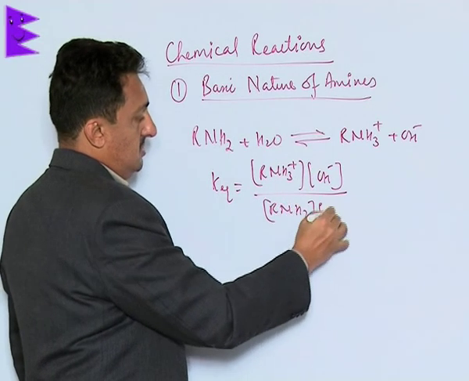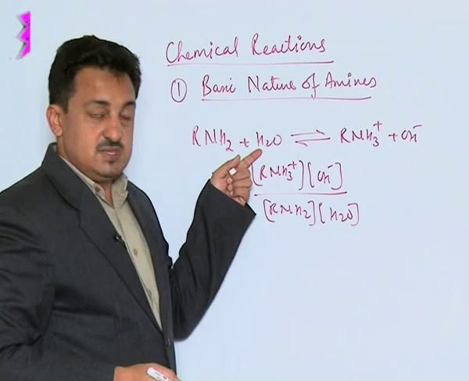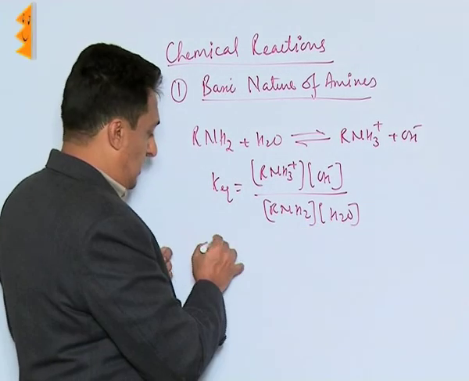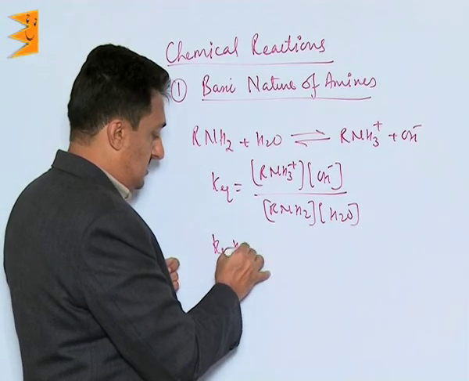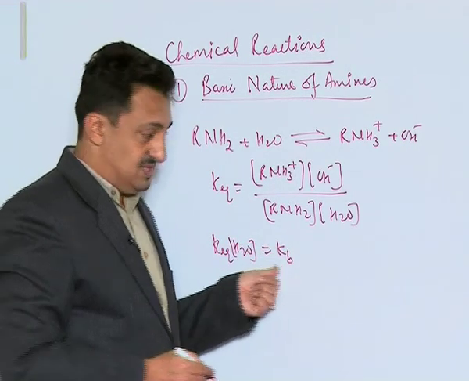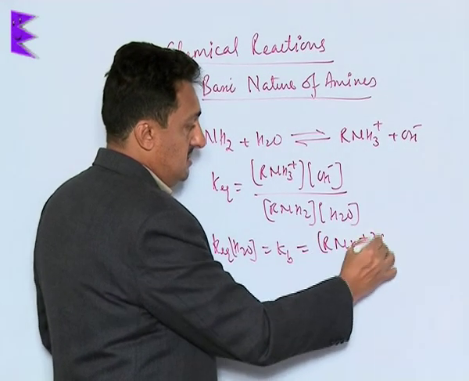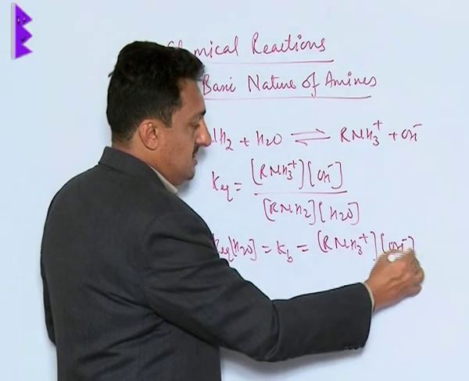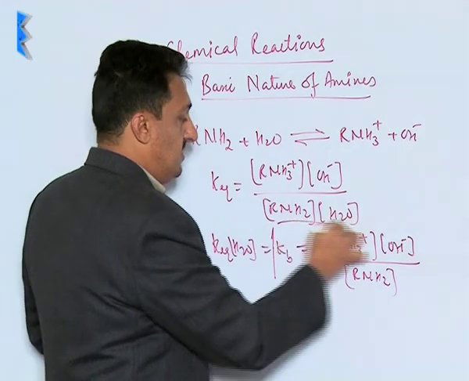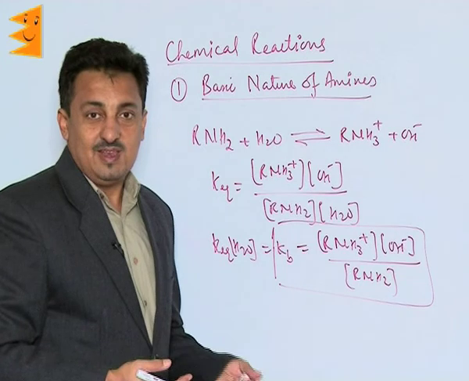over RNH2 and water. Water being the solvent, its concentration doesn't change, so it remains constant. If we bring this constant along with this, it's called Kb, the dissociation constant of the basic amine, and it is written as RNH3 plus OH minus over RNH2. So this is the expression of the Kb, which is going to tell us how strong a particular amine is.